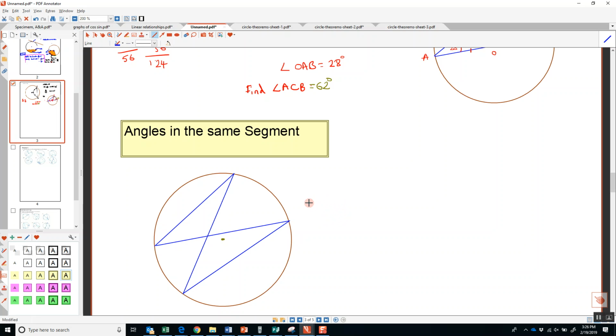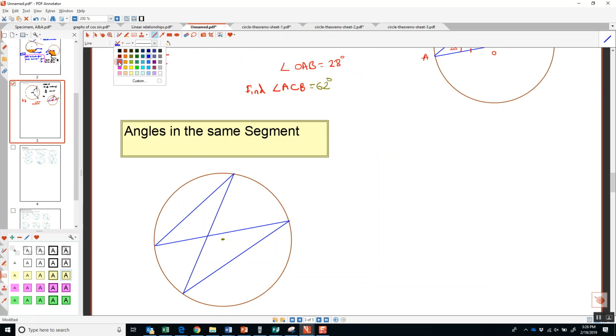All right, so angles in the same segment. Now, it's important that you realize that these lines do not need to go through this center point, okay? Which is why I deliberately did not put them through it. It's kind of like a wonky bow tie. Oh, for some reason I was thinking of TIE Fighter. Or a TIE fighter, yes.